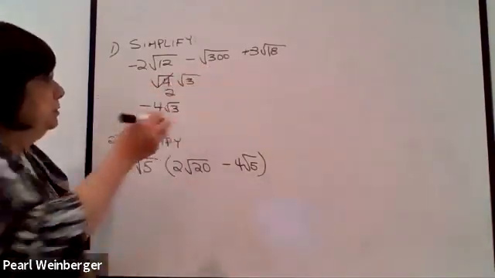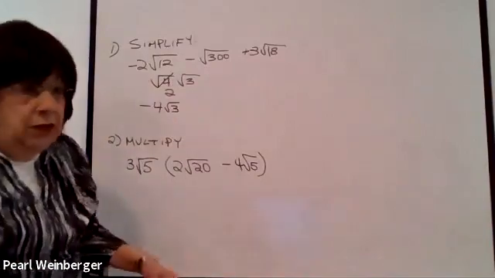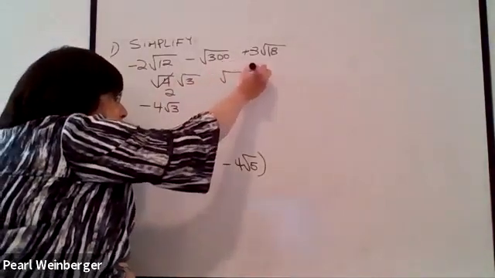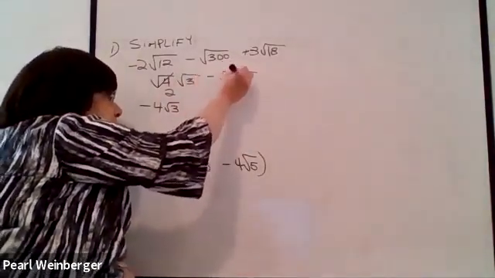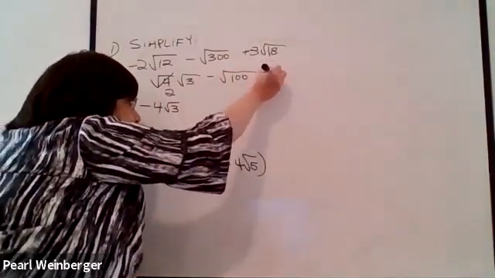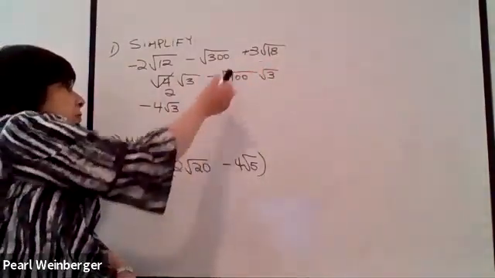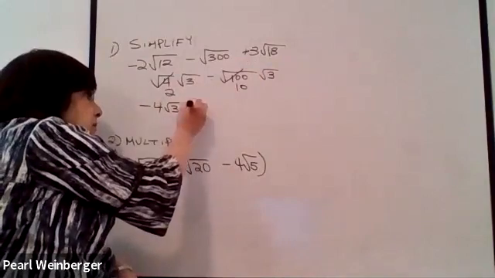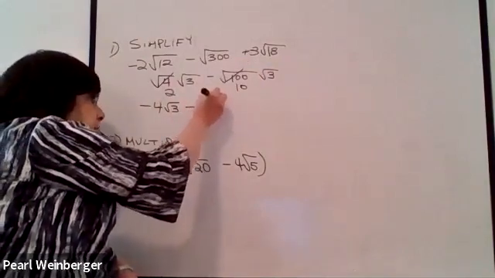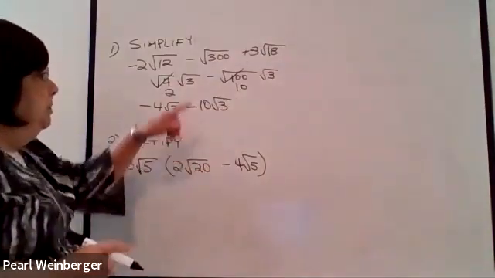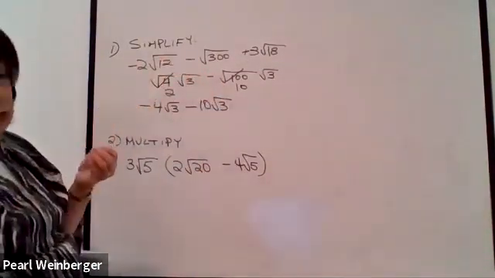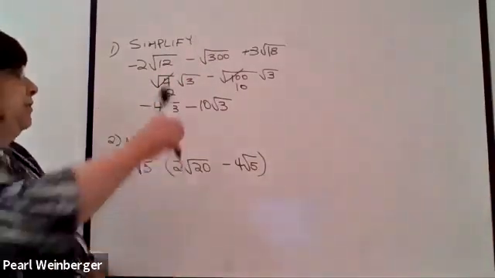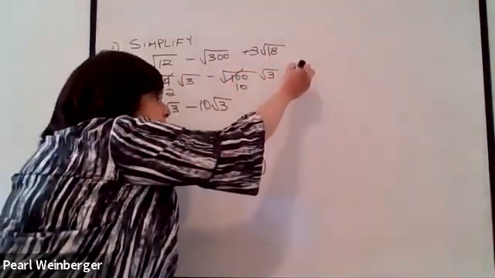Then I go to the next thing, which is the square root of 300. And I think, what can 300 be broken up into? I think, oh, 100 and 3, because 100 is a perfect square. And the square root of 100, of course, is 10. There's nothing in front of it except a minus, so this becomes minus 10 radical 3. Remember, the number that's the perfect square, you take its square root, and then you no longer have the radical on top of it.